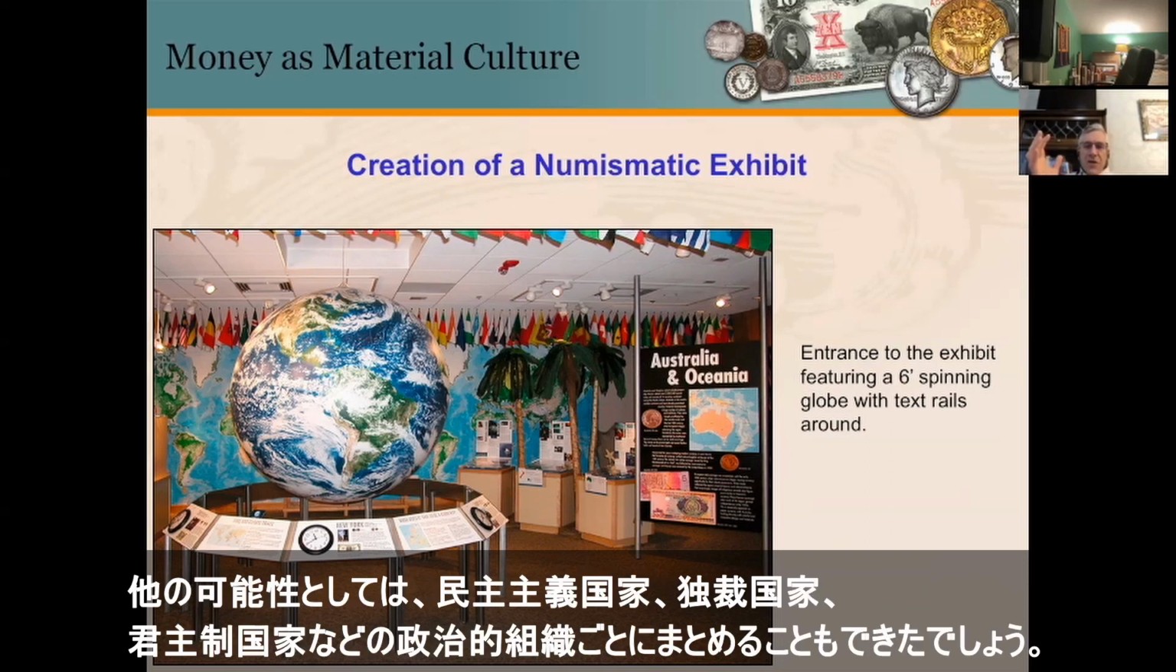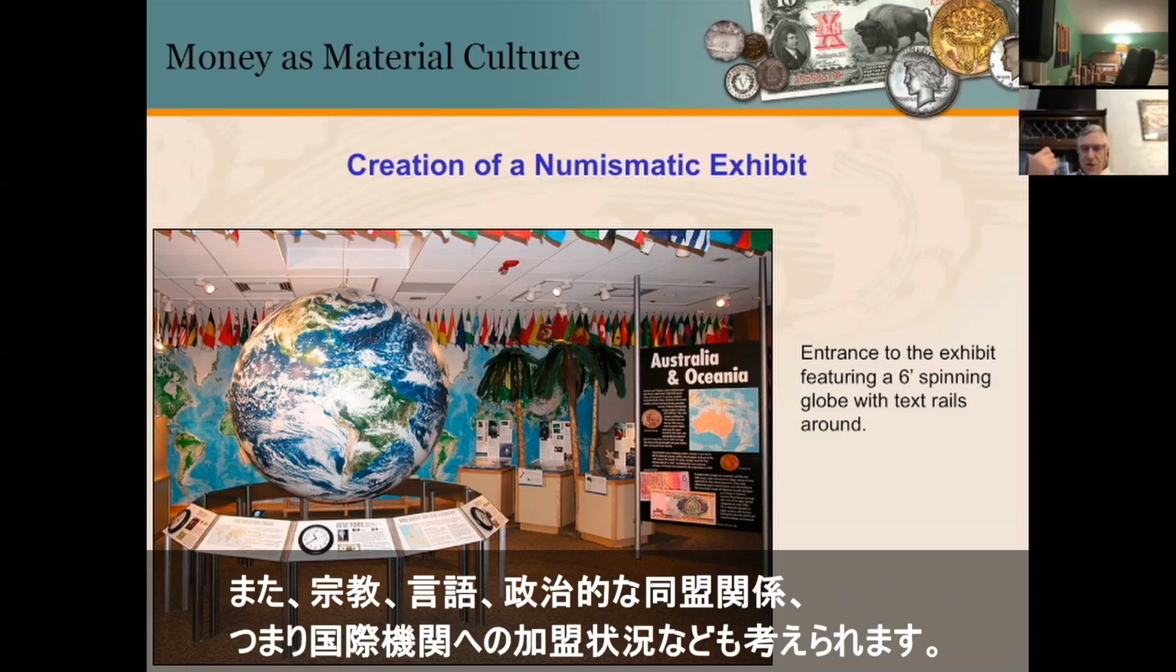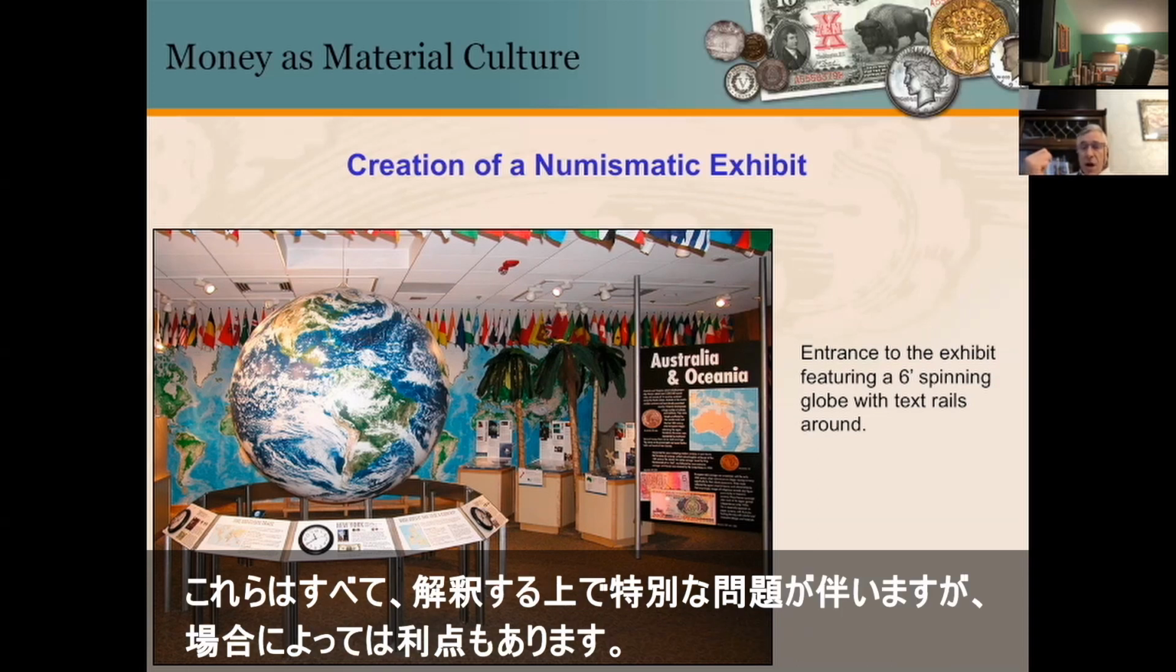Other possibilities could have been political organization, i.e. democracies, dictatorships, monarchies, all grouped together, economic philosophies, capitalism versus communism, perhaps religion, language, political alignments, i.e. memberships in international organizations. All of these present special problems in interpretation and, in some cases, special advantages as well.